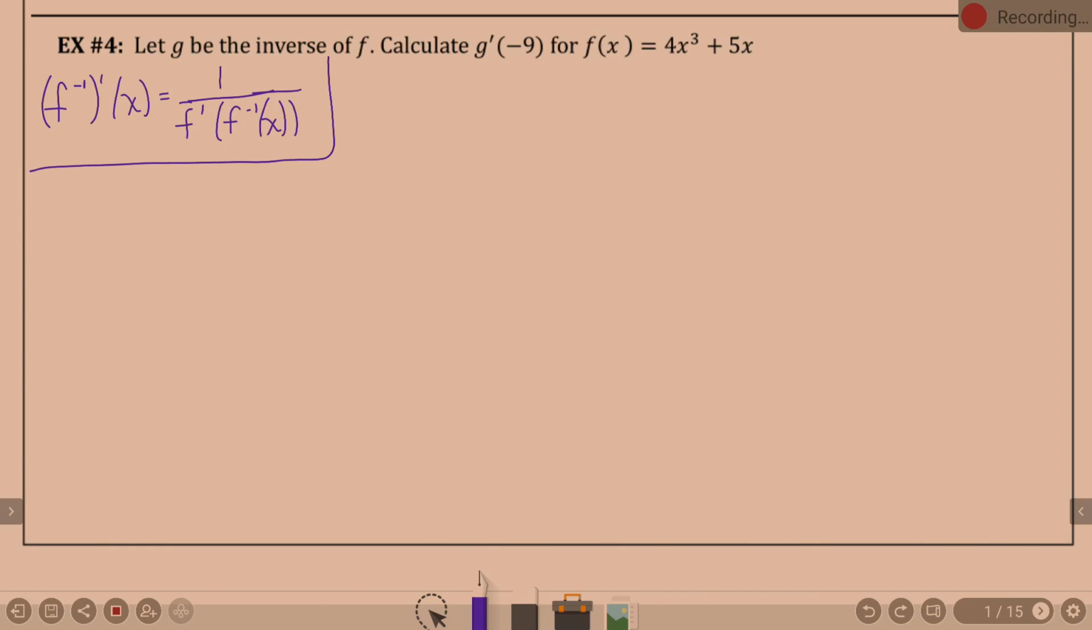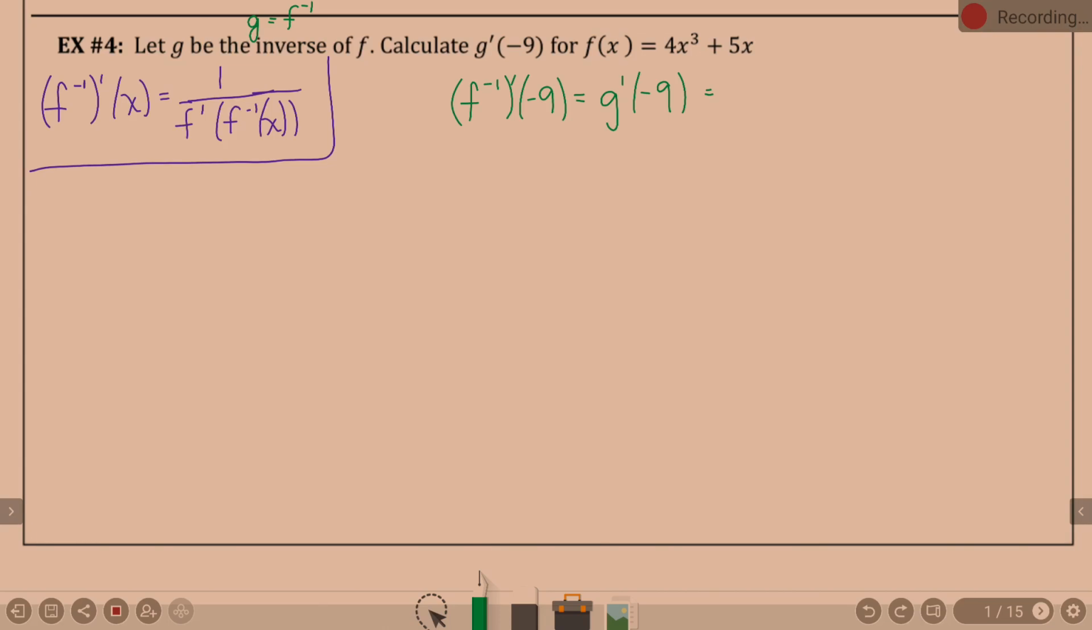Now they ask us, let G be the inverse of f. That is the common piece there. That's just saying that G is equal to f inverse. Calculate G prime of negative 9 based on the function f of x equals 4x cubed plus 5x. So, with this in mind, G prime is also the same thing as saying f inverse prime of negative 9. But they're calling it G prime of negative 9.